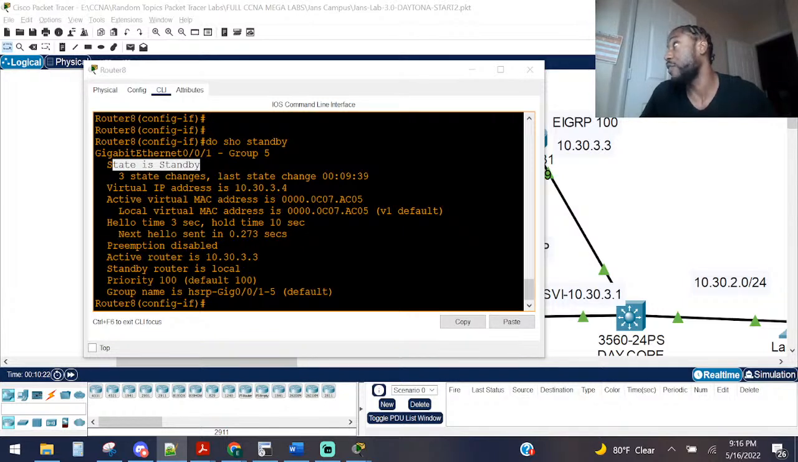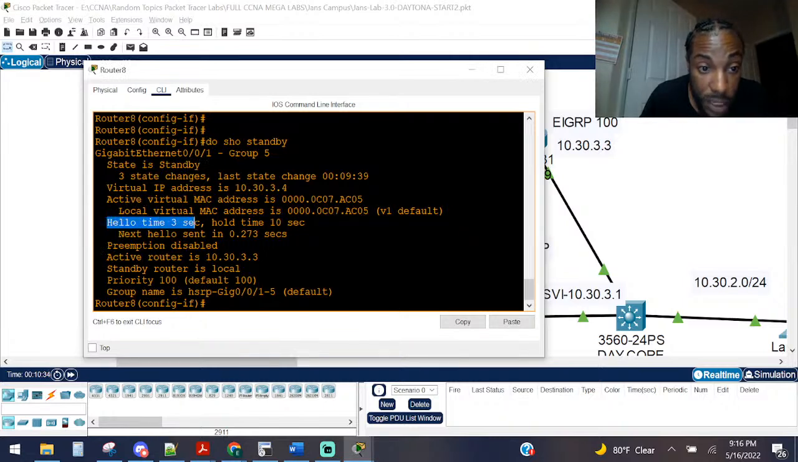Configure timers on both interfaces. Set the hello to 2 seconds and hold time to 4 seconds. Y'all know what that is, right? HSRP says hello. By default, it even says it right there. Where's the timer set? Right there. That's the default timers. Hello time, 3 seconds. Hold time, 10 seconds. What does that mean?